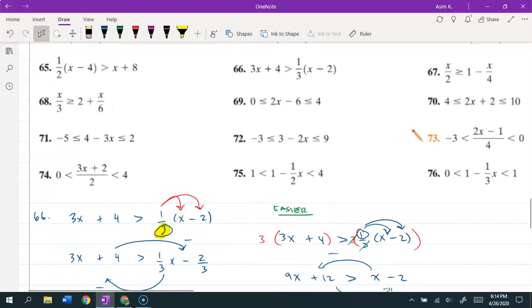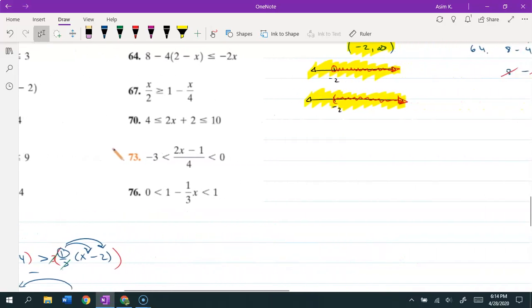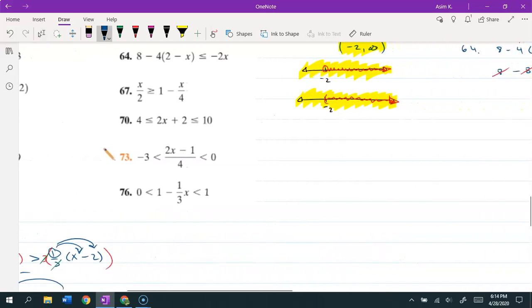Now we're going to do something called compound inequalities. So we're going to try number 70 here. Number 70 says that 4 is less than or equal to 2x plus 2 is less than or equal to 10. So in a compound inequality, notice how you got an inequality on the left side and on the right side, right?